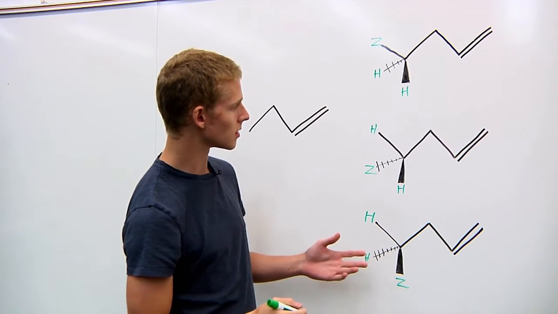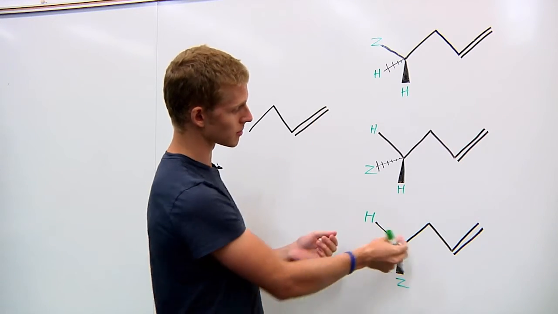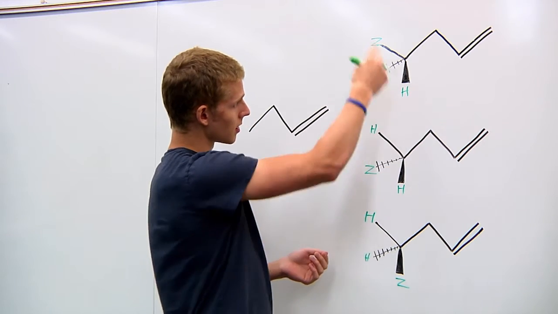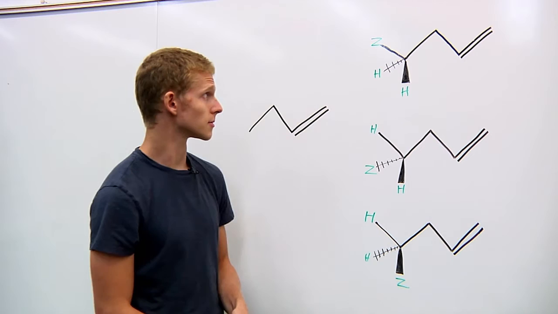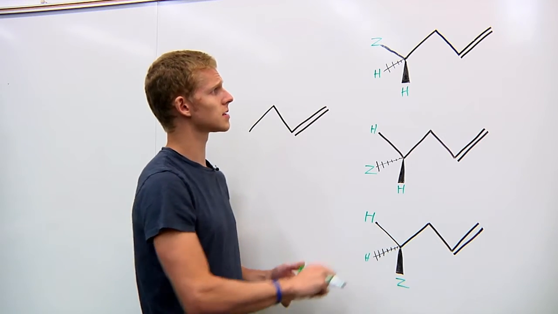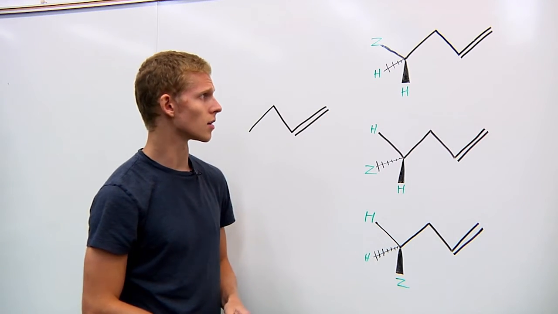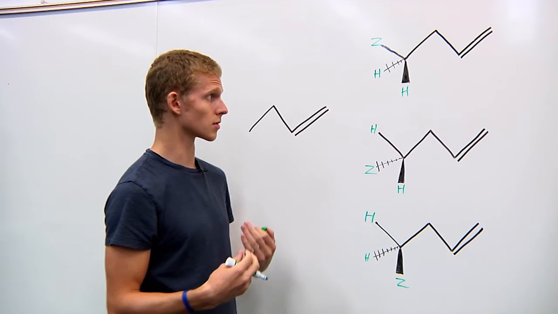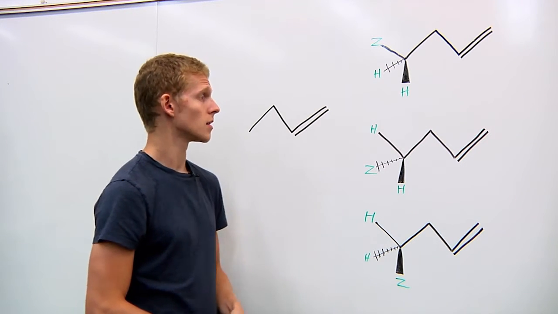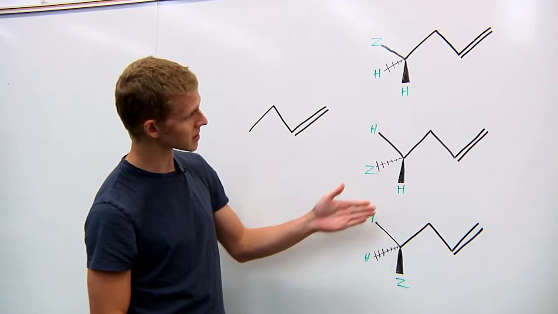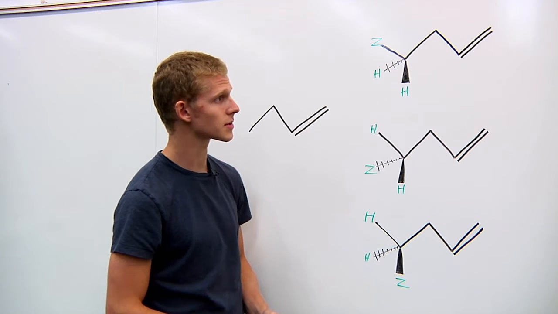Now, as you can see, all of these are equivalent because we can rotate about this bond here and make any of these equal to each other. So these 3 hydrogens are all equivalent, and therefore they're going to give one signal in the proton NMR. And when they're all the same, we call them homotopic hydrogens.